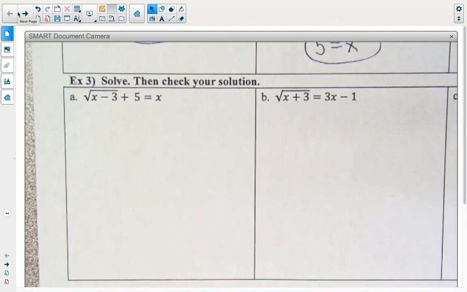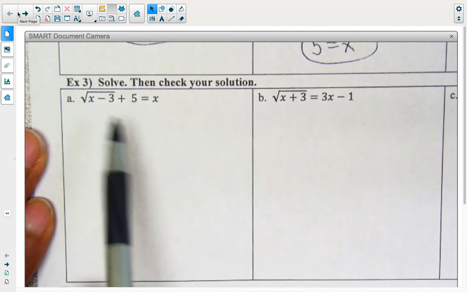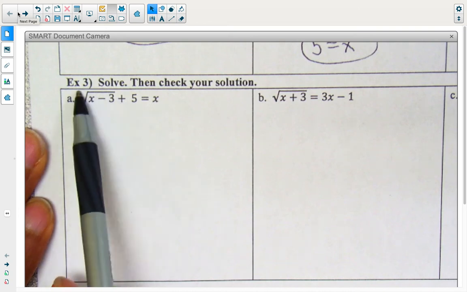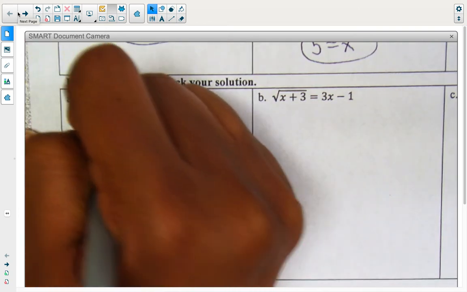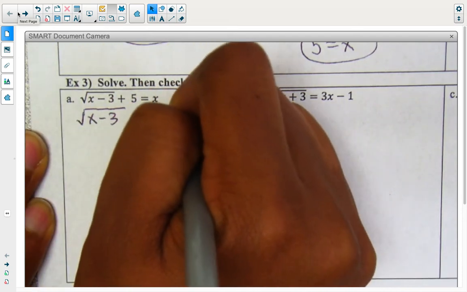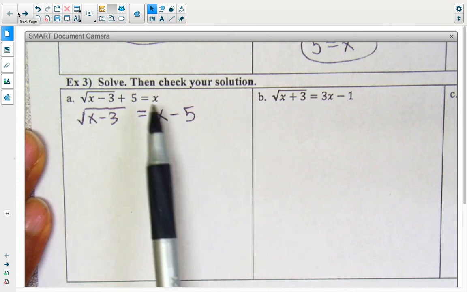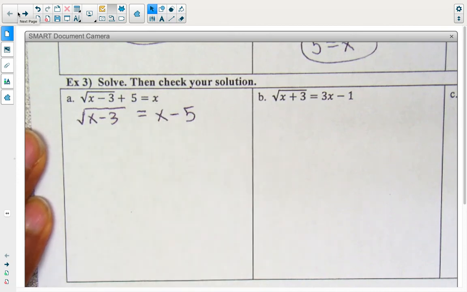Okay, so let's try A. The square root of x minus 3 plus 5. Let's subtract 5 from both sides so that I can get the radical on one side by itself. So we're going to subtract 5 on both sides. These are not like terms. One is a variable, one is a number. I cannot put these together. They are not like terms. I leave it as x minus 5.